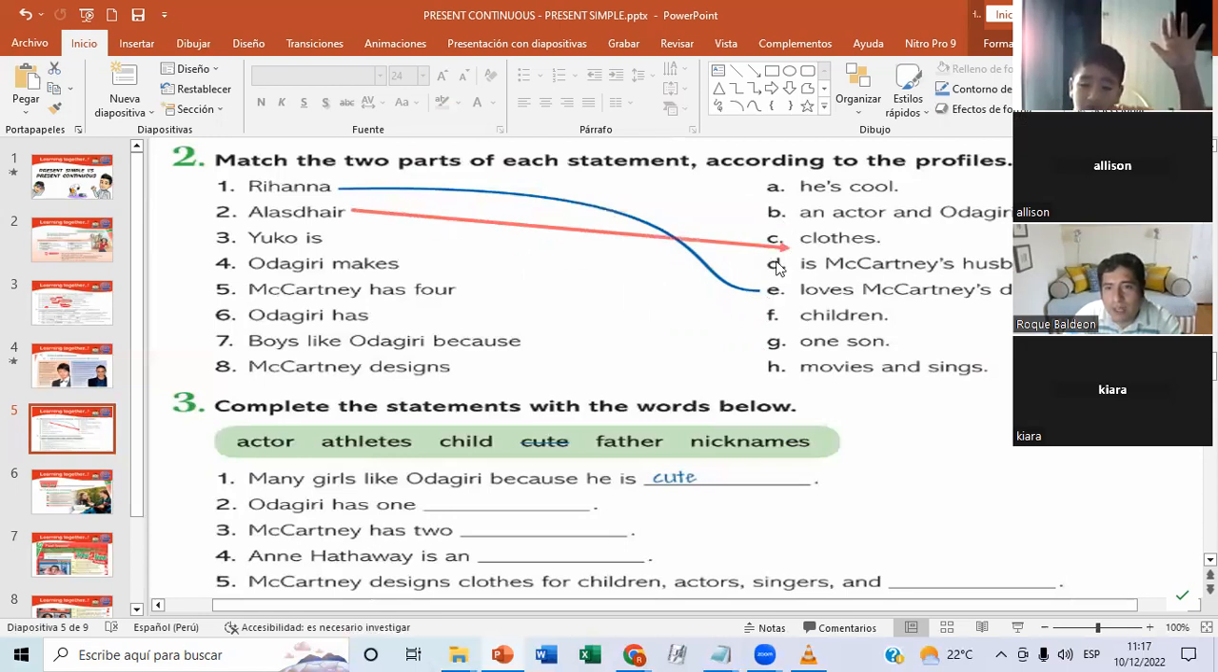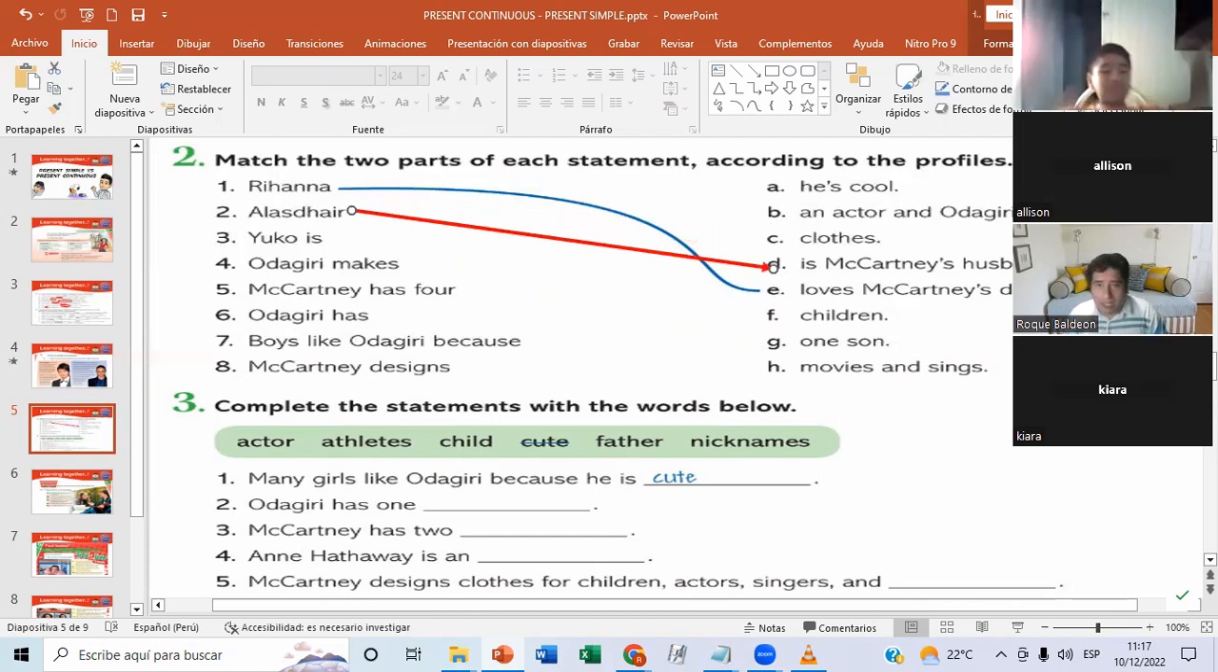Whose house? Sorry, which one? Teacher, teacher. Tell me, Alison. Letter B. An actor and Odagiri's wife? No. Letter D. Excellent. Very good. Letter D. Good, Matías.